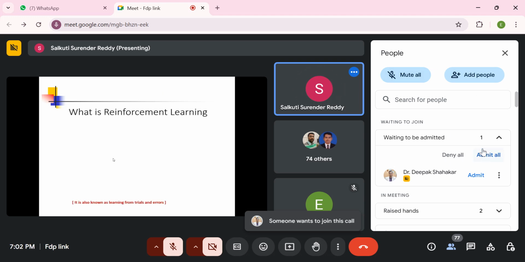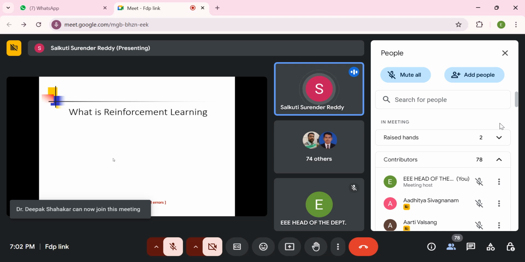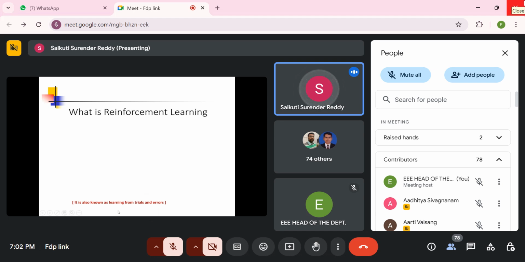The third one is reinforcement learning. As I said, reinforcement learning is also known as the trial and error method. Here the learning is possible from trials and errors, or you can say from mistakes. Based on your mistakes, you can learn. In machine learning this is most popular, and we use it especially in electric vehicles.